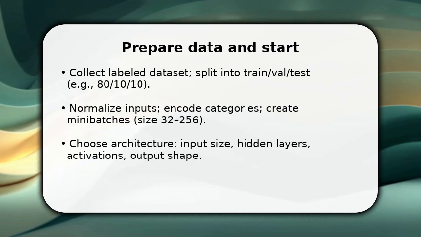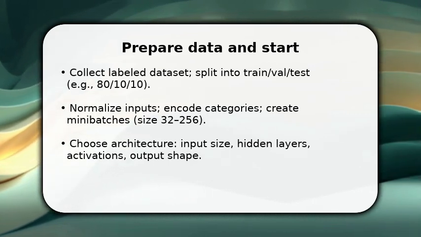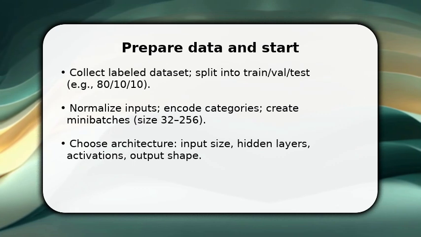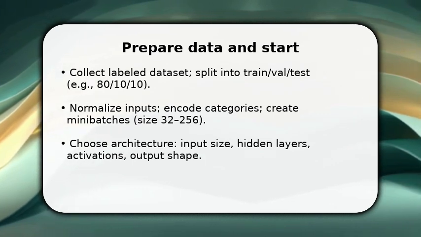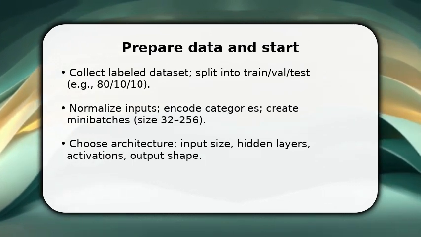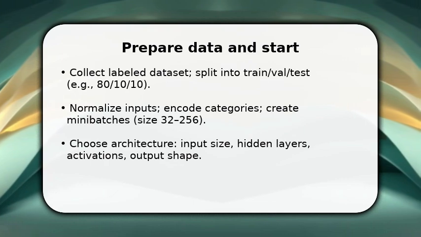Initialize weights sensibly, small random values or He/Xavier, so early signals aren't lost. Finally, set up minibatches and a simple forward pass to verify shapes and activations.